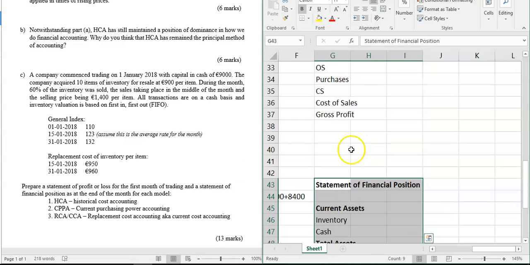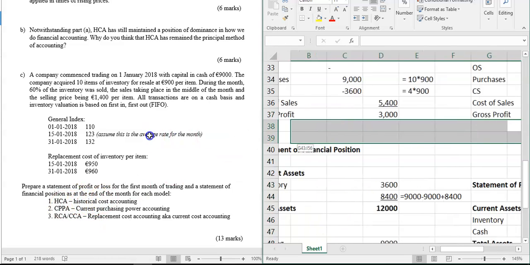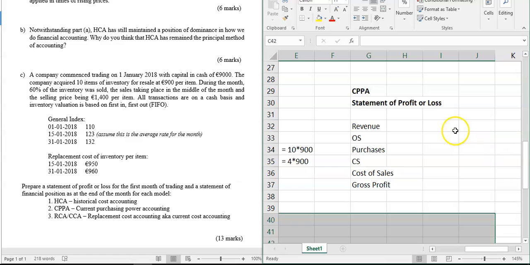So in current purchase power accounting, we're saying we're not focused on maintaining financial capital, we're focused on maintaining purchasing power. And what we do is we take the historical cost accounts, i.e. the ones we've just done here, and we adjust them for inflation. And we use a general price index. We don't adjust each one by a different index. So this is a general price index adjustment, and we're going to use the one that's given in the question.